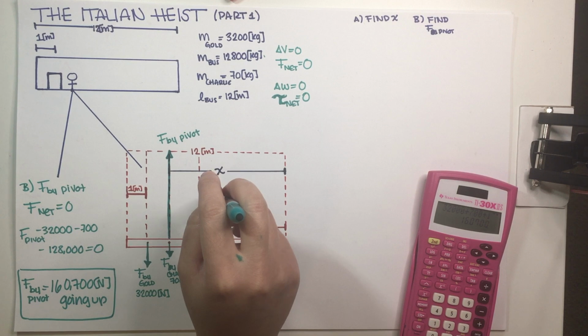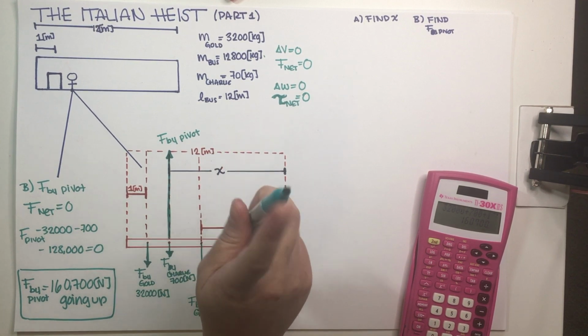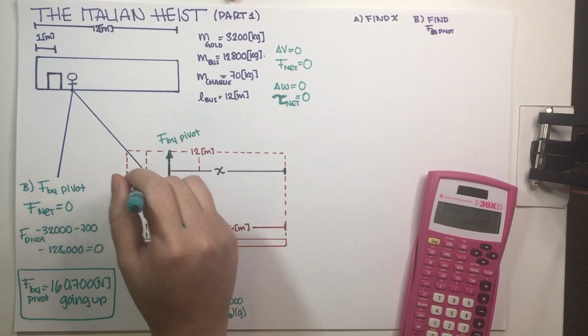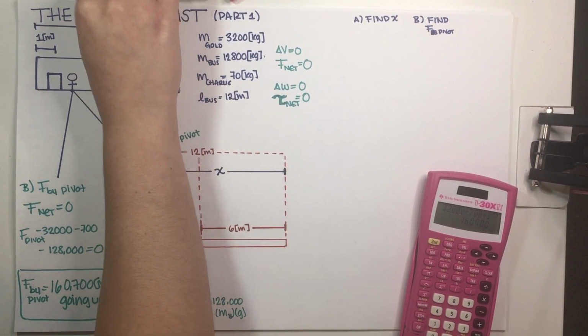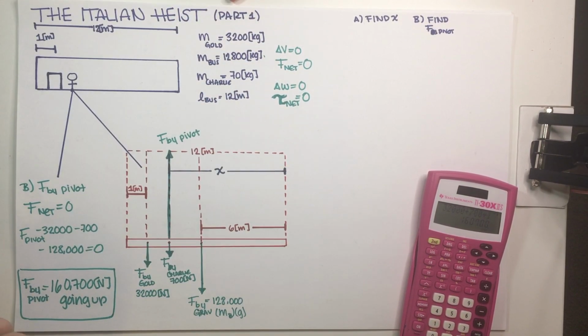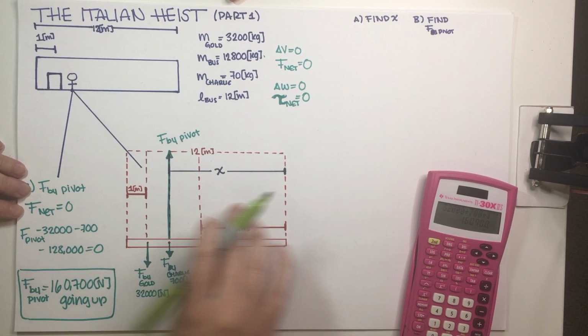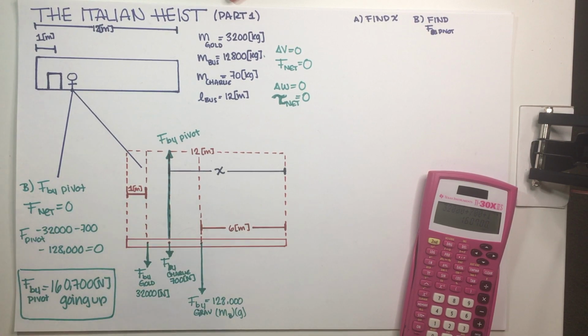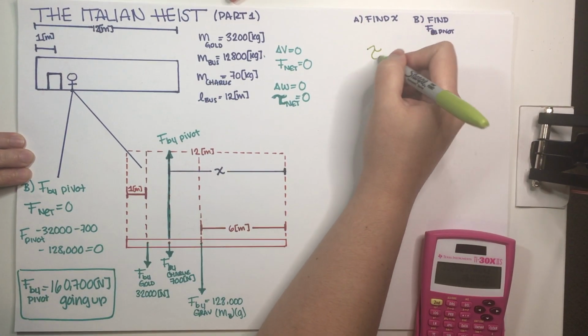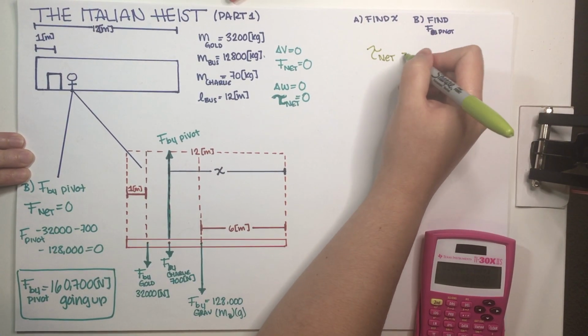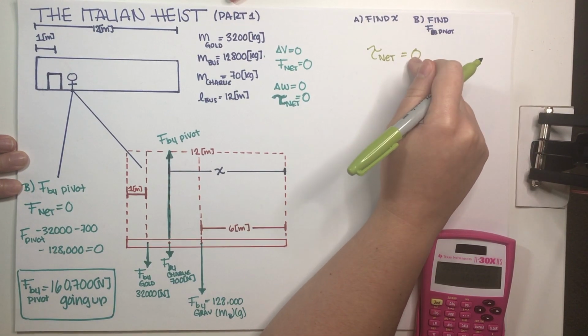Now, the thing that's awkward about this problem is that it does require some sort of spatial awareness. So we know that the torques have to balance out, right? So our torques need to balance out. Let's go ahead and write this equation. The net torque needs to be equal to 0.